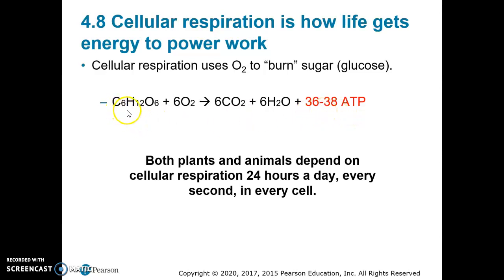We are utilizing our sugar, breathing our oxygen, and the whole point of it is to make this. I don't need the carbon dioxide or the water, therefore I exhale them. This is what we're after. I'm going to basically break these chemical bonds to form these chemical bonds. And for one sugar molecule, you get anywhere from 36 to 38 ATPs. That's a pretty good payoff.